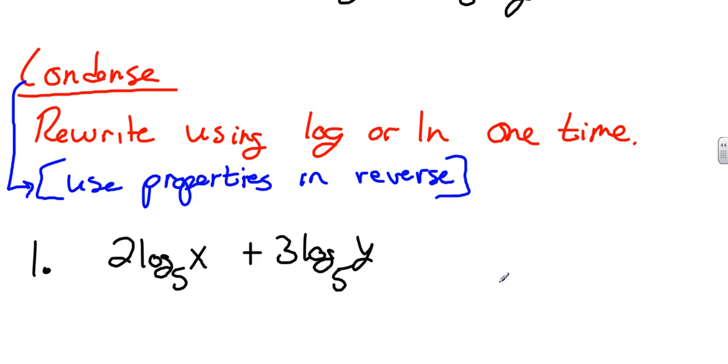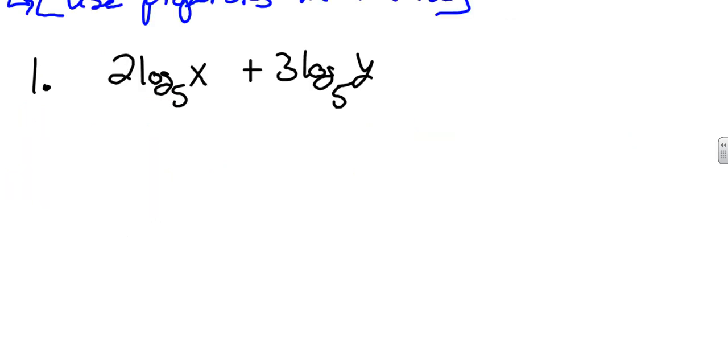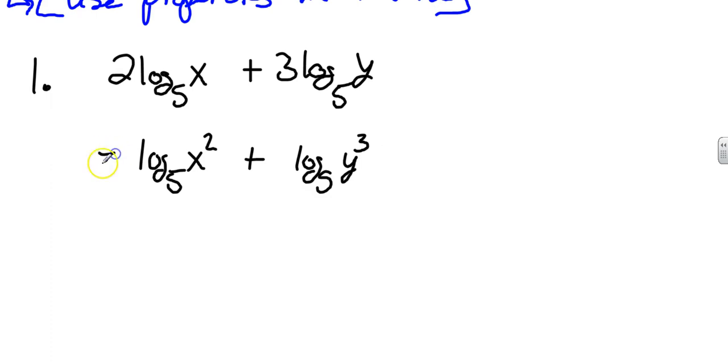So for this one, we'll go 2 times the log of x base 5 plus 3 times the log of y base 5. Okay, so this 2 goes with the x, so basically the first thing is you're going to rewrite that one where it's x squared. With the 3, take that back out to a power and make it y cubed. And because of the plus sign in the middle, that basically means it's going to be multiplication.